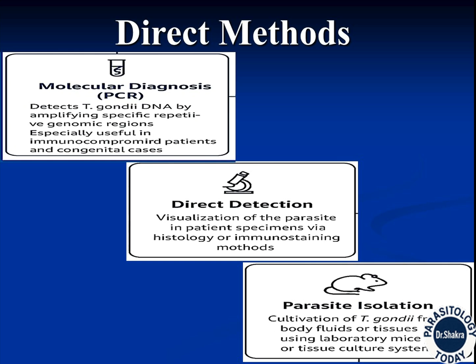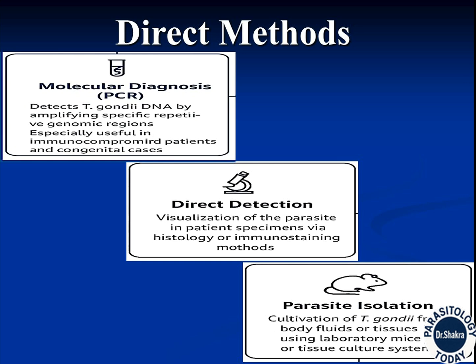PCR can detect T. gondii DNA in blood, CSF, amniotic fluid or tissue samples. Advantages: highly sensitive and specific, detects even small amounts of parasite DNA, crucial for diagnosing fetal infections and toxoplasmic encephalitis in AIDS patients. Microscopic demonstration.